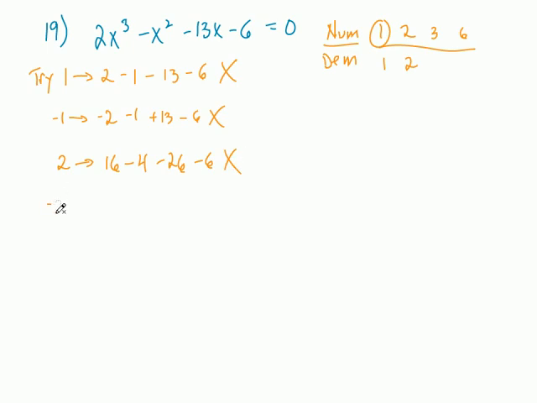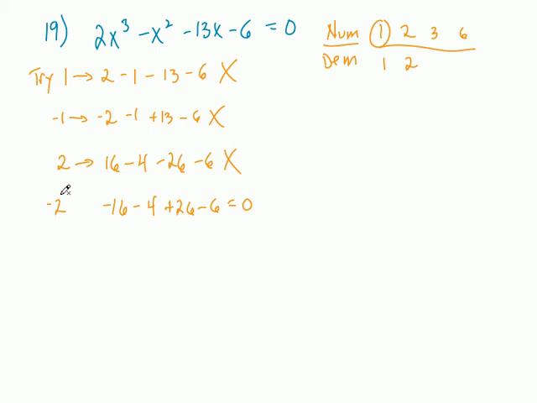Let's try negative 2. Negative 2 cubed is negative 8 times 2 is negative 16. Put a negative 2 in for this. It's still going to be a 4 because we square it, and that's going to be a negative 4. Let's put a negative 2 in for this. So that's going to be negative 13 times negative 2 is positive 26, and then minus 6. Let's see if that works. That's negative 20 plus 26, which is 6. And 6 minus 6 is what? 0.